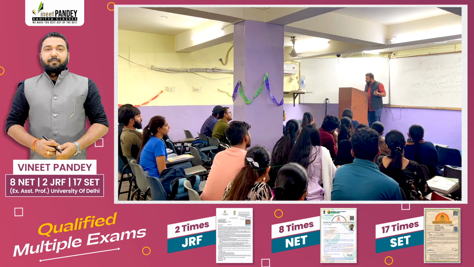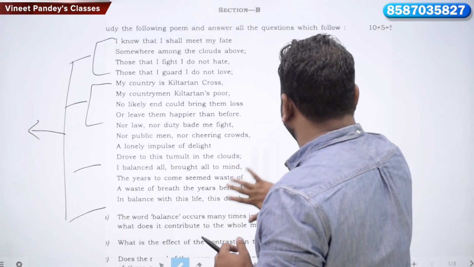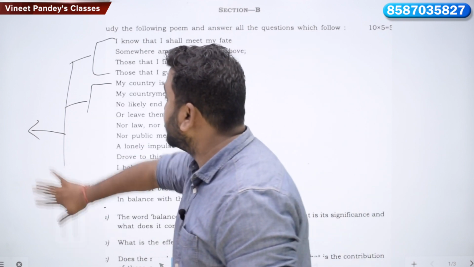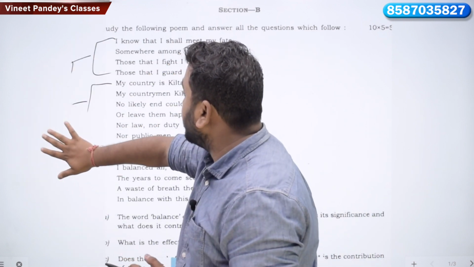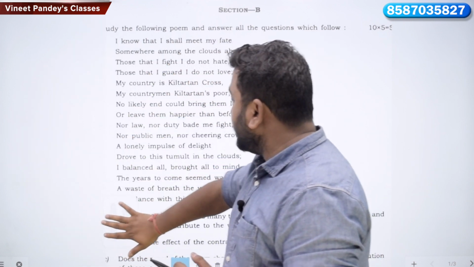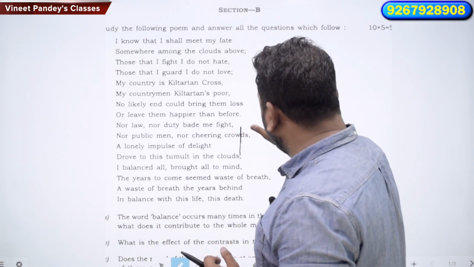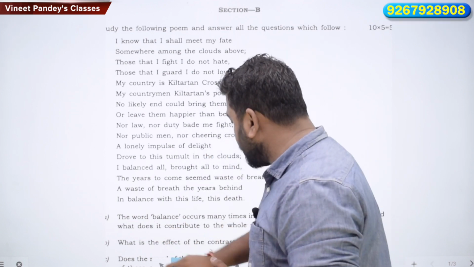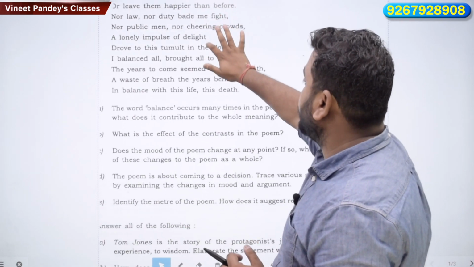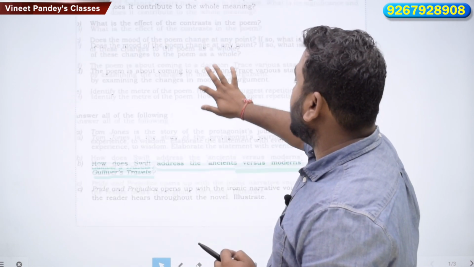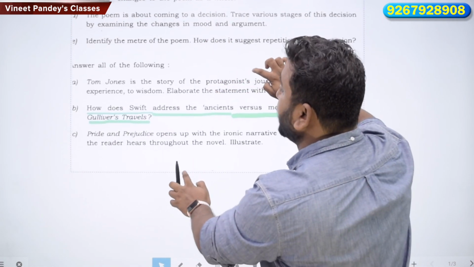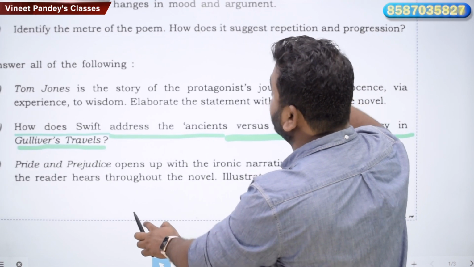Now, we move towards some other questions. I have been getting a lot of messages from my students and some new students, telling me, sir, we want to know how to attempt the question answers. So we see here, as you can see, there are some questions and one particular question that has been highlighted.